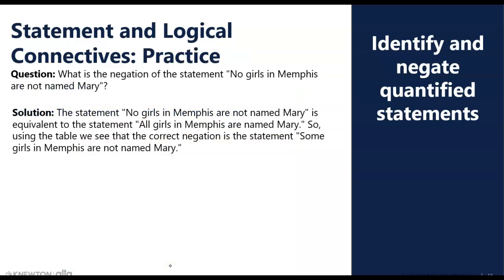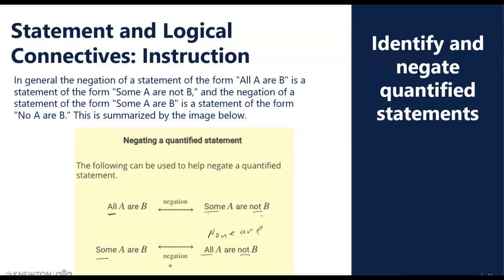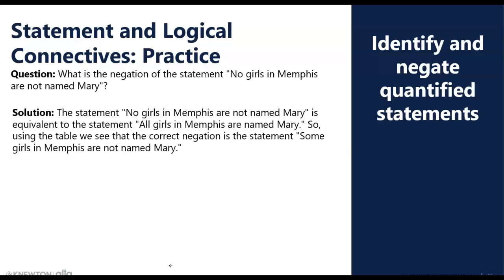So, what is the negation of the statement, no girls in Memphis are not named Mary? No girls in Memphis are not named Mary is the same as saying all girls are named Mary. So from that slide before, we have the case of all are. Some girls in Memphis are not named Mary would be the way we would negate that. Okay, so that's the end of part 1 of this lesson. The trickiest part of this lesson is the negation of the quantified statements.